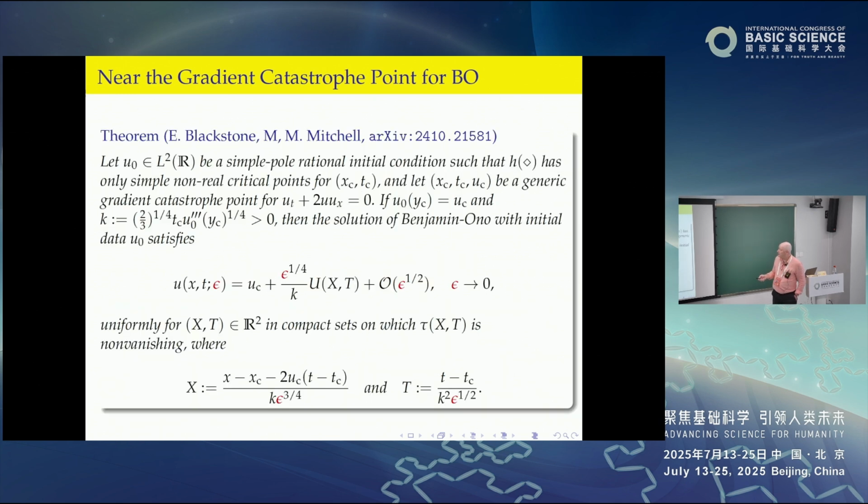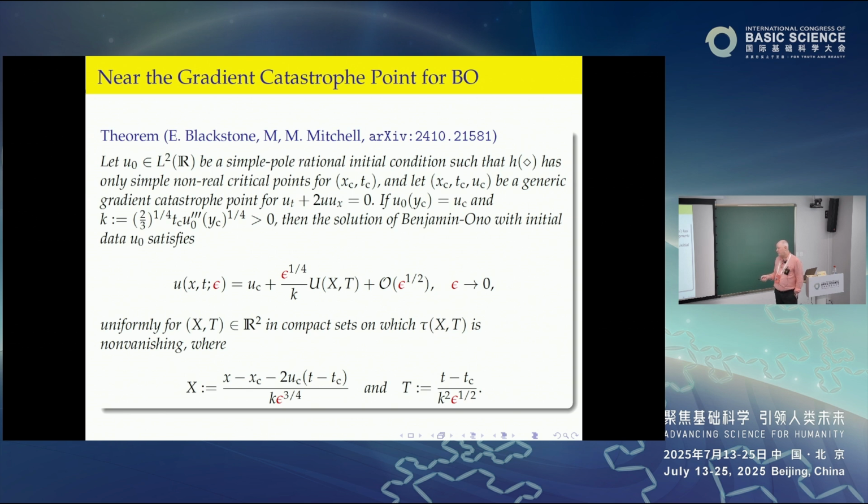Okay, so then here's the theorem. Suppose that U0 is an L2 simple pole rational initial condition. This H function should have only simple non-real critical points at the catastrophe point. And x_c, t_c, u_c is a generic gradient catastrophe point for the inviscid Burgers equation. So we define a constant K from the third derivative of the initial data like this at the critical intercept value. And then the solution of Benjamin-Ono is equal to the critical value plus epsilon to the quarter over K times U of x,t plus order epsilon to the half as epsilon goes to 0.